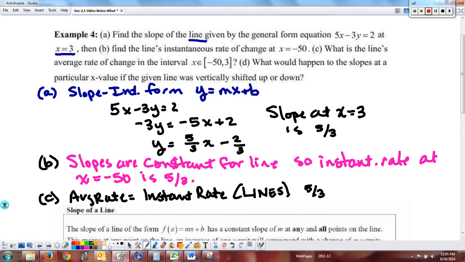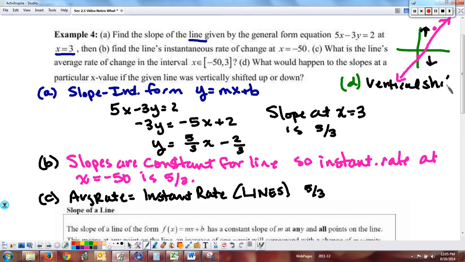The next question would be, what would happen if I were to take the line and vertically shift it up or down? Just think about this visually, in our slope-intercept form. I have -2/3 as my y-intercept, and then I'm going to go up 5 and over 3, and we're just estimating, so I can draw my line in. What would happen if I were to shift that up or down? What would happen to the slope? And hopefully you can very quickly say, nothing would happen to the slope. Vertical shifts, whether you're going up or down, do not affect the slope.